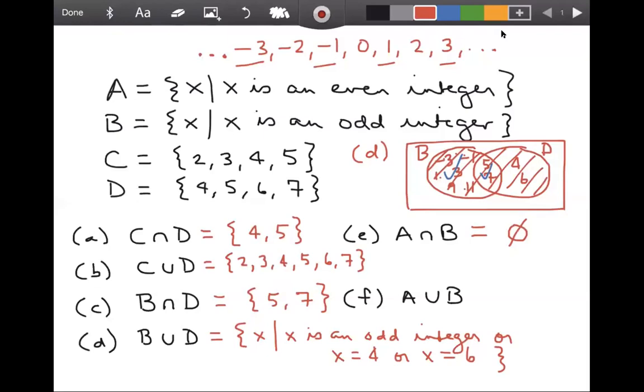All right, so that brings us to letter F, which is the union of A and B. Remember, A is the set of even integers. B is the set of odd integers. So the union of A and B would be everything that is either an even integer or an odd integer, which is just the set of all integers. All right, so I don't have a whole lot of room to write this answer, but you can also write that using set builder notation. It would be the set of all x such that x is an integer.